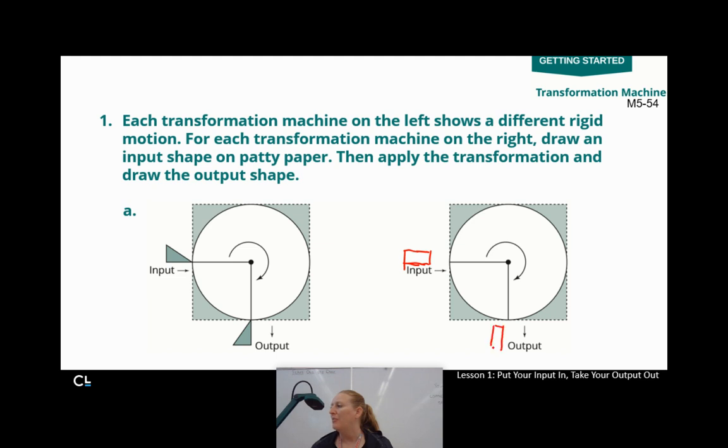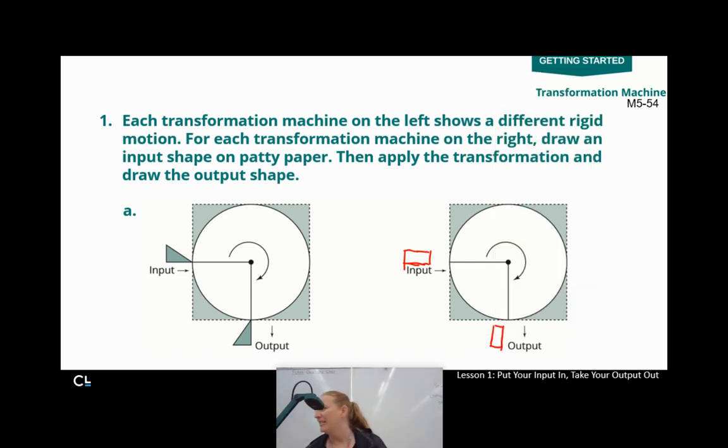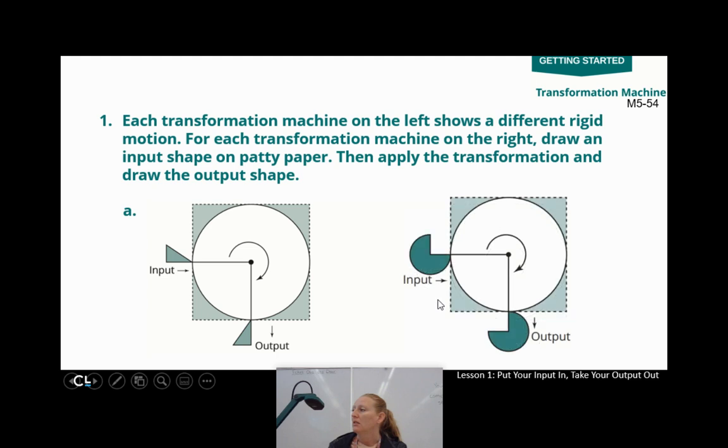This is not the best that I've ever done. And the short side is over here. Not the best ever. I have a different shape. Maybe it would help you see it better if I erase this one, if I did this shape.